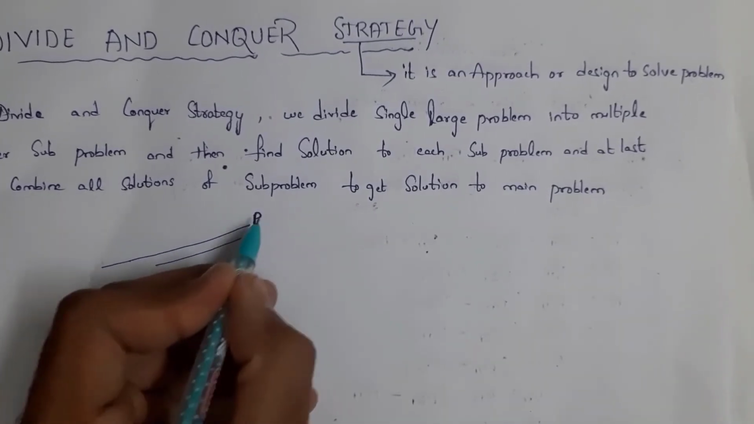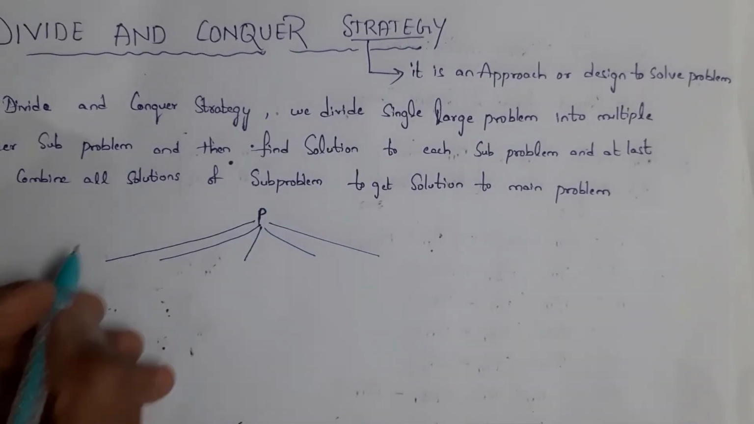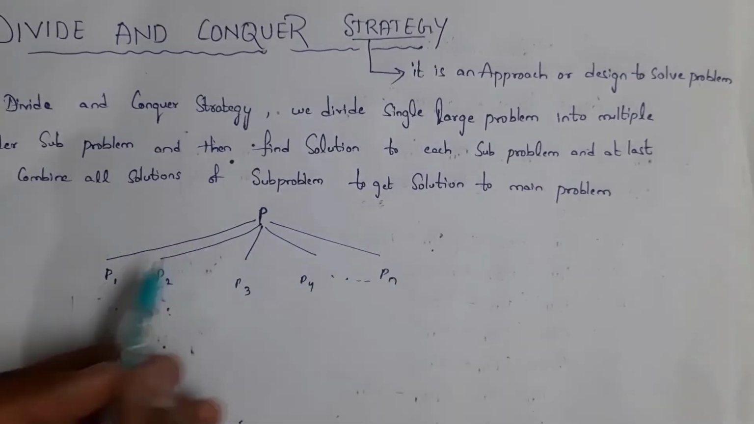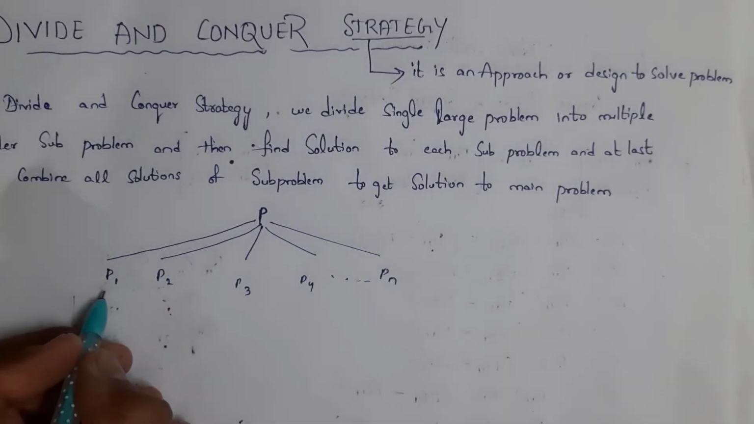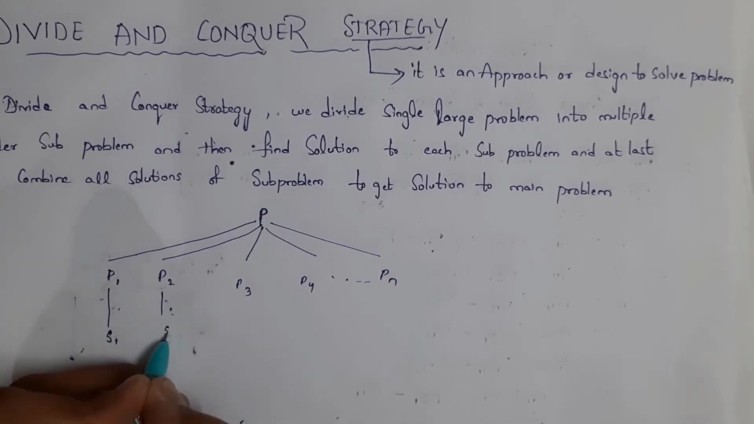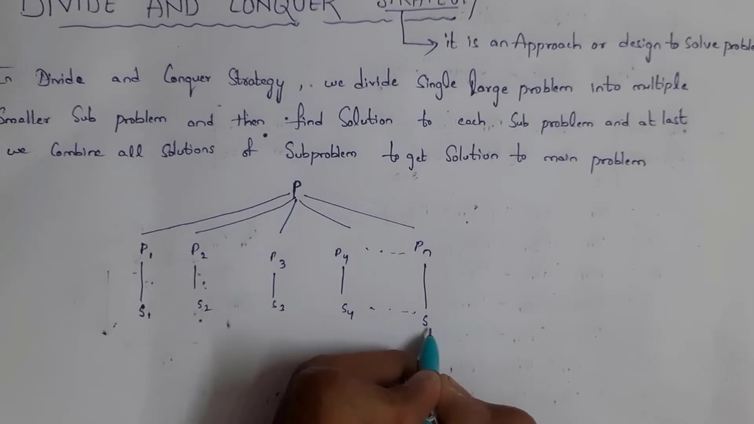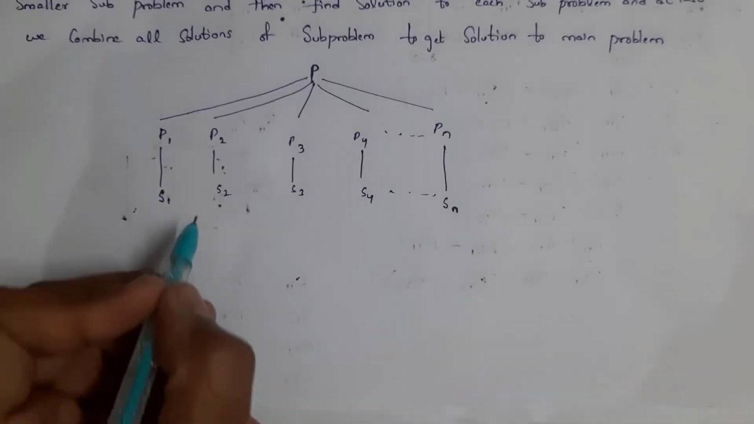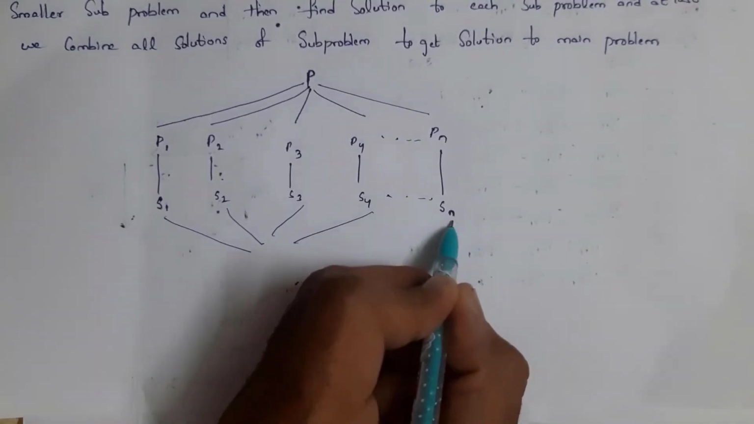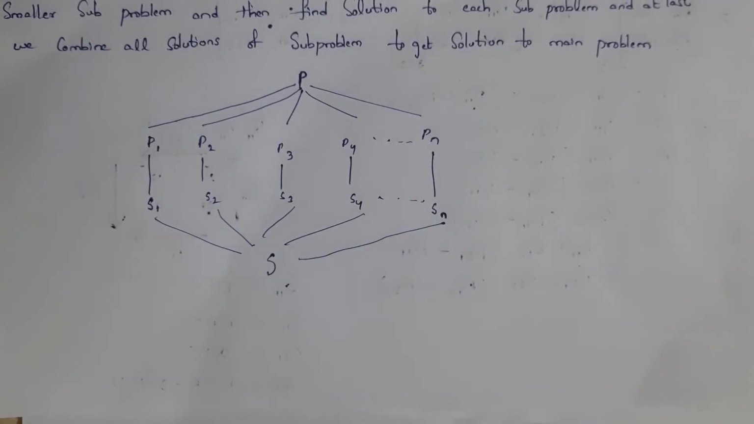multiple sub problems. For example, this is a large problem. I am breaking this large problem into multiple small problems P3, P4 and Pn, and we need to find a solution to each sub problem. This is solution 1, solution 2, solution 3, solution 4, so on, solution n, and at last we need to combine all these solutions of sub problems into a single solution. This is known as divide and conquer strategy.